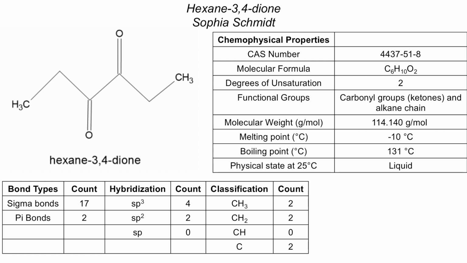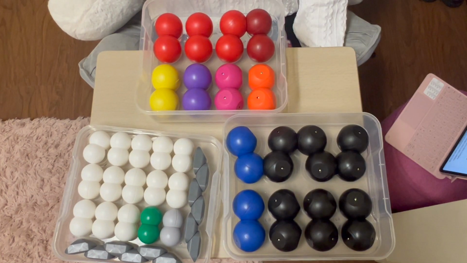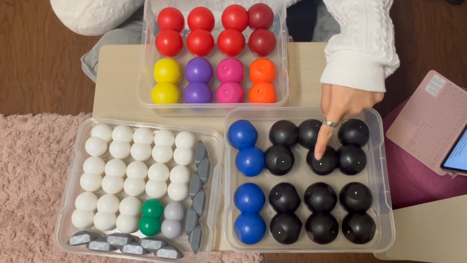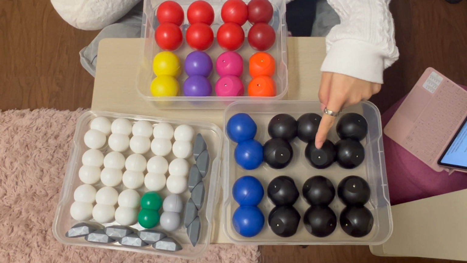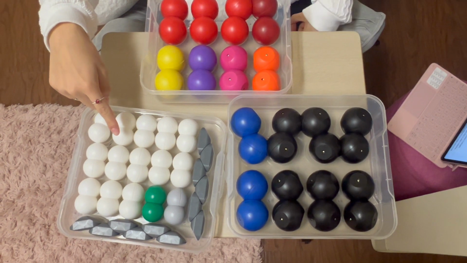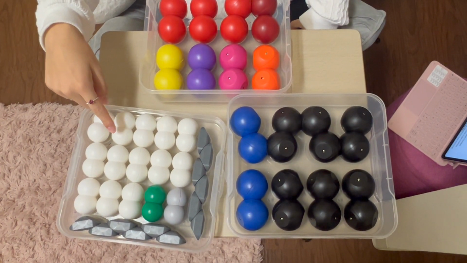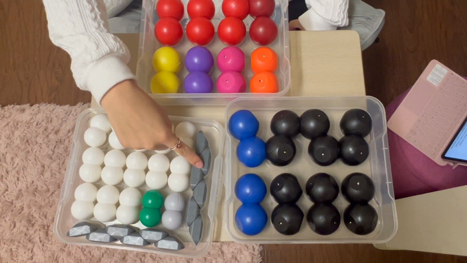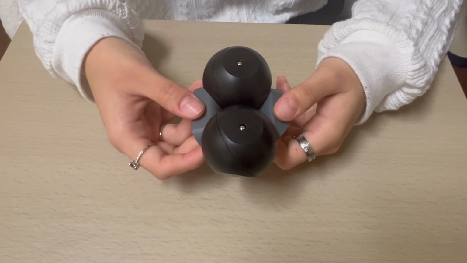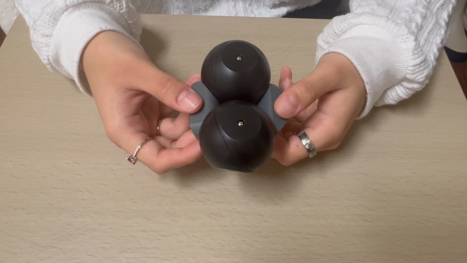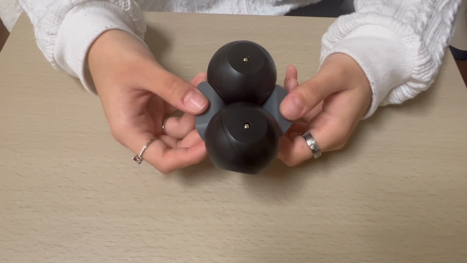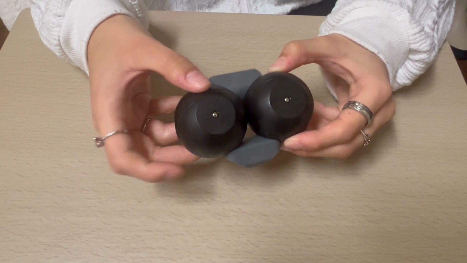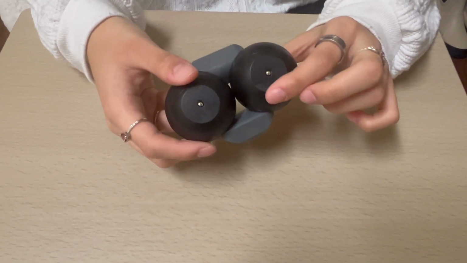C6H10O2, and it has 2 degrees of unsaturation that correspond to the 2 pi bonds present in the structure. To build this molecule, I will use the black spheres to represent the carbon atoms that will compose the carbon chain. The white spheres will represent the hydrogen atoms. Oxygen will be red, and these gray structures will represent the 2 pi bonds present. A pi bond is a type of covalent bond formed by the side-to-side overlap of atomic orbitals. They are commonly found in double and triple bonds in organic molecules.